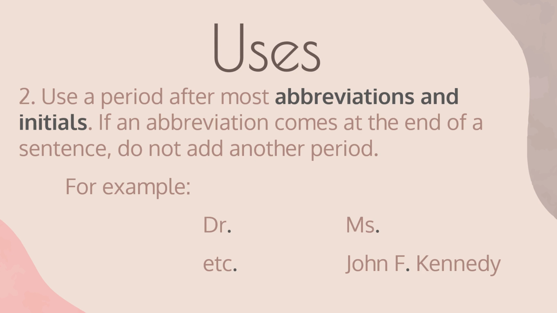Let's take a look at these examples. The letters DR is a written abbreviation for doctor. So we place a dot at the end. Same as with the abbreviation Miss. We place a period after it. The abbreviation of etc., that is ETC, we place a period after it. Same with initials John F. Kennedy. We placed a period after the initial F.